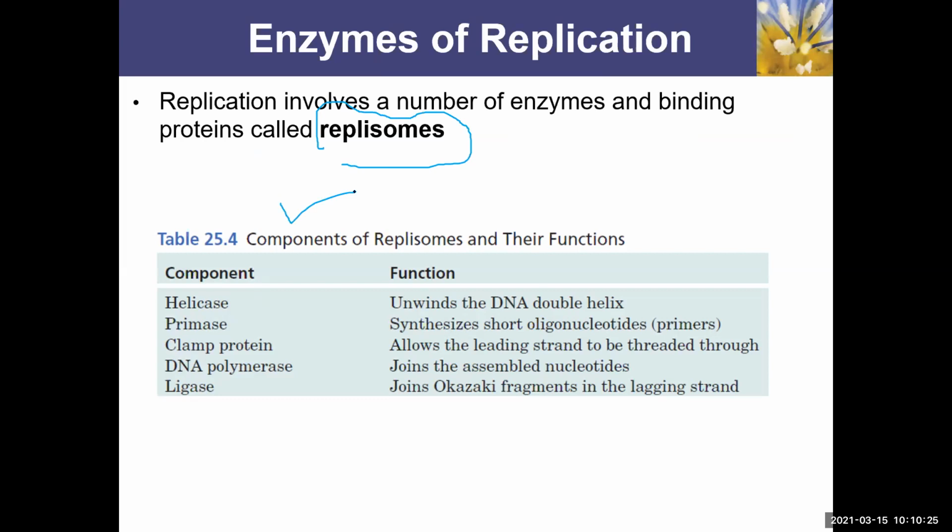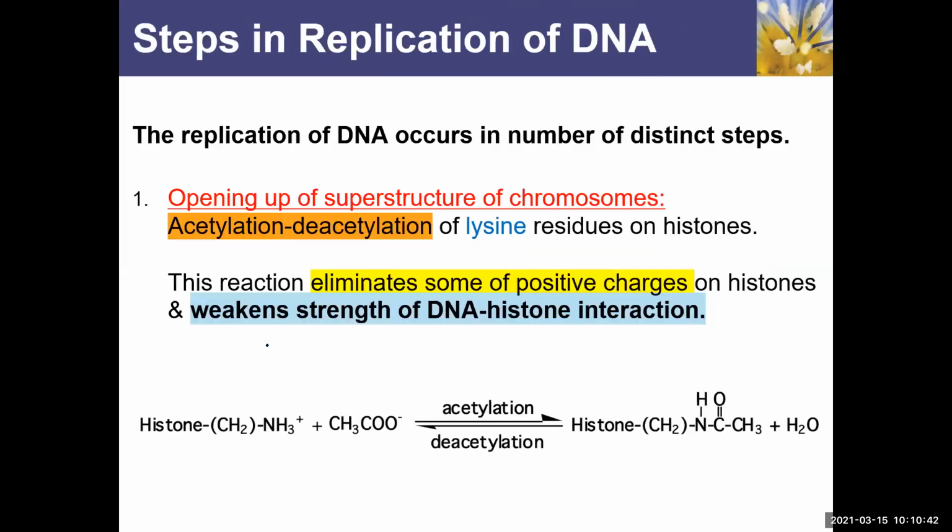So these are the enzymes which we use in the DNA synthesis, like helicases, primases, clamp protein, DNA polymerase, and ligases. We'll go now one by one to each and every enzyme and how exactly the DNA replication takes place. Step 1 of the DNA replication.